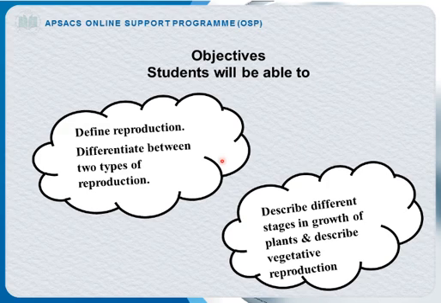Objectives of my lesson are: we will be able to define reproduction, differentiate between two types of reproduction, describe different stages in growth of plants, and describe vegetative reproduction.